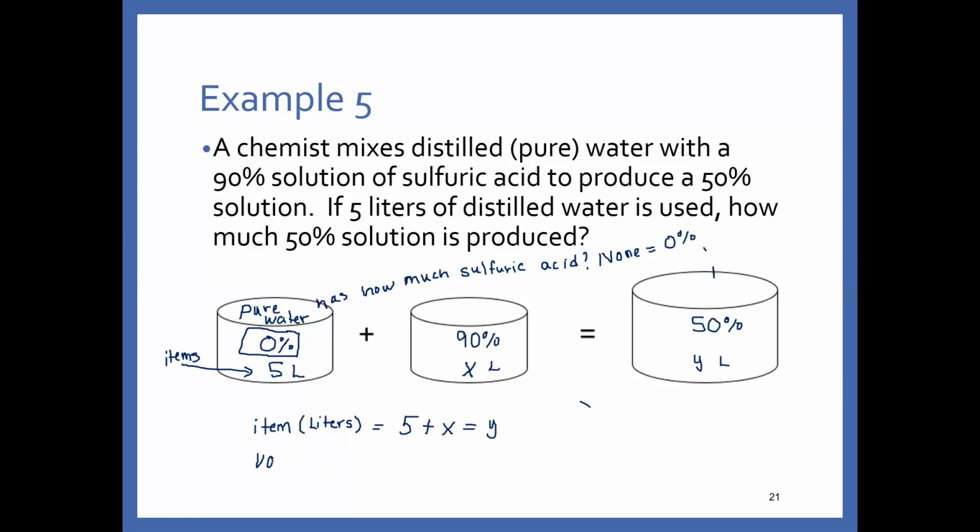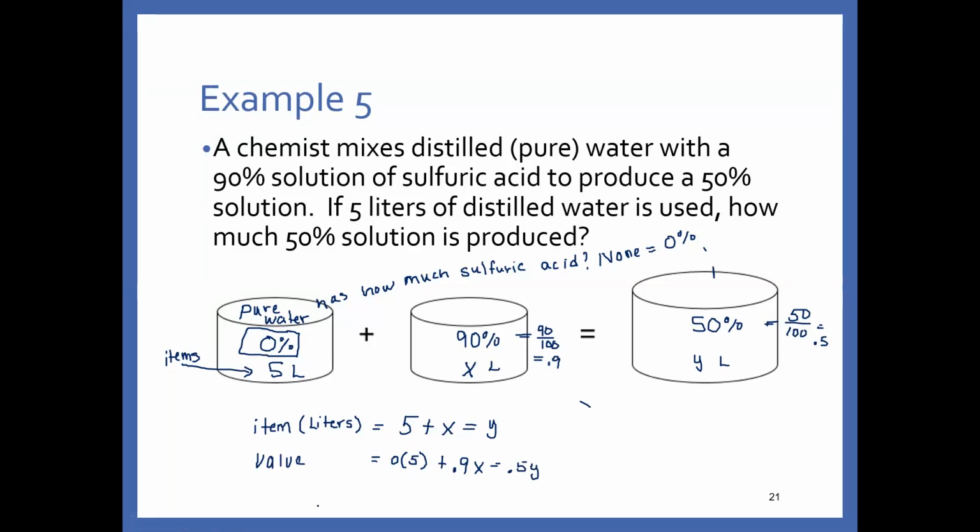I also need a value equation, and the value equation includes the percentages. So 0%, even as a decimal, is 0 times 5. 90%, so I have to make that a decimal, so 90 over 100 equals 0.9. So I have plus 0.9 times X. And 50%, I need that to be a decimal, so 50 over 100 equals 0.5. And so this equals 0.5 Y.